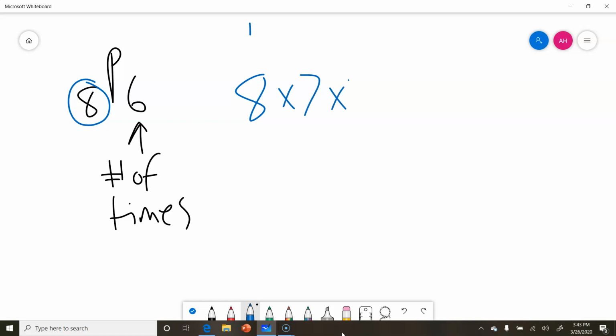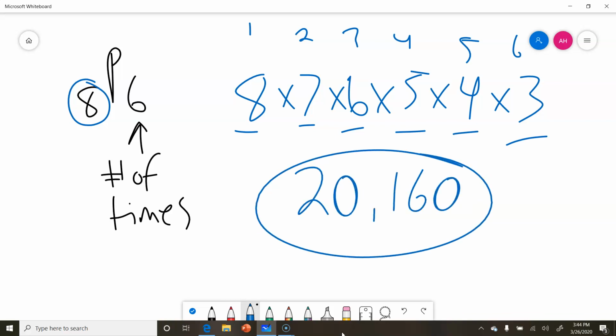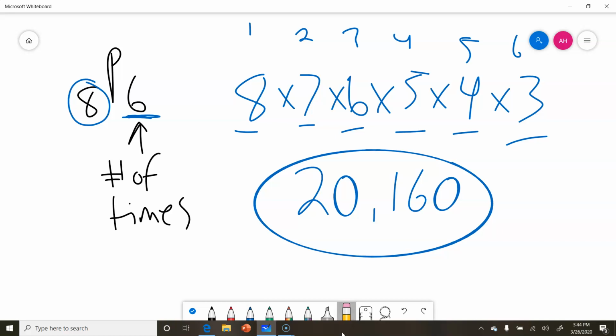Times 7, that's 2. Times 6 is 3. Times 5 is 4. Times 4 is 5. Times 3 is 6. All right, look. 1, 2, 3, 4, 5, and 6. And that is the same answer as doing it the other way. So if that way that I just did it made more sense to you, you can just do it like that. We take the first number and we multiply it by the numbers going down, as many times as the number on the right side. Okay, so let me do one more example here for you.